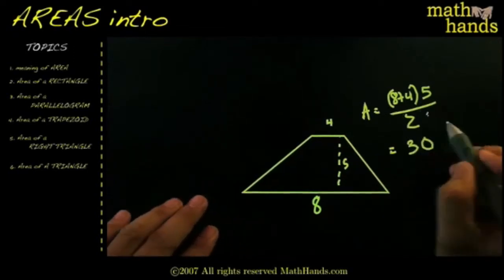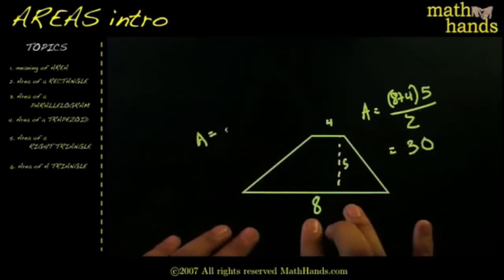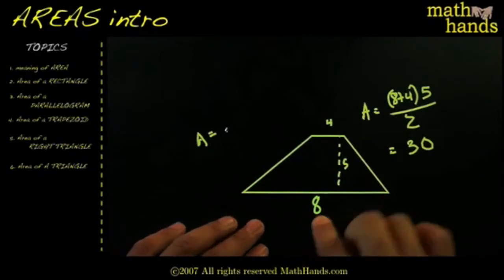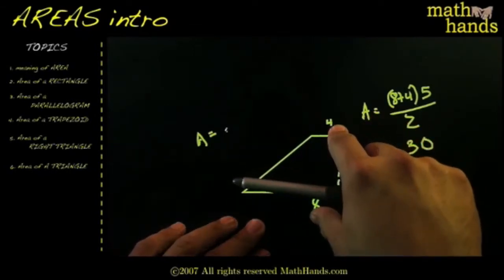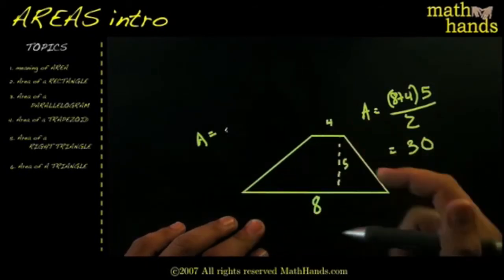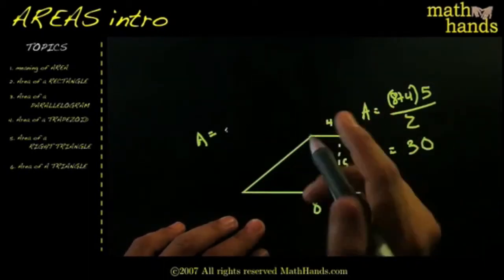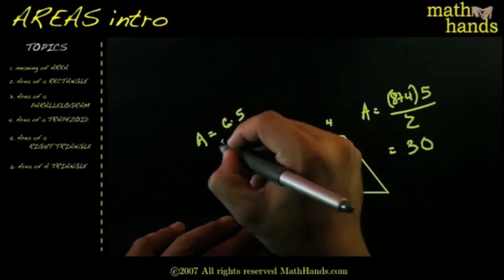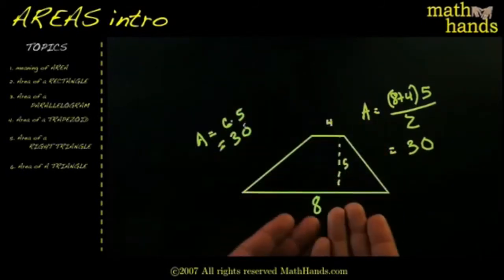Or another way, like I said, another way to do it is say, hey, take the average of the bases. This base is 8. That base is 4. The average would be, their sum is 12 divided by 2 is 6. The average, if you average them out, you'd get 6. So it's just 6 times 5, which is equal to 30. That's another way to think about it.